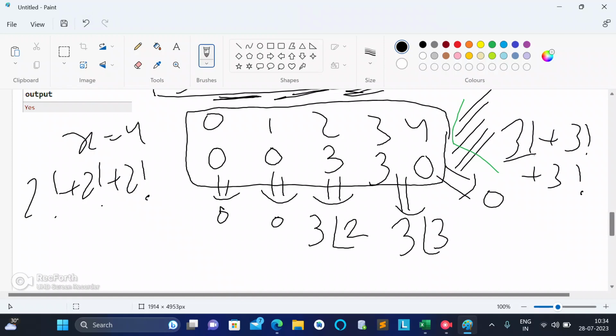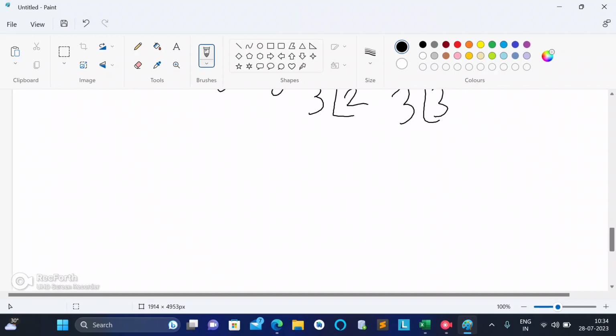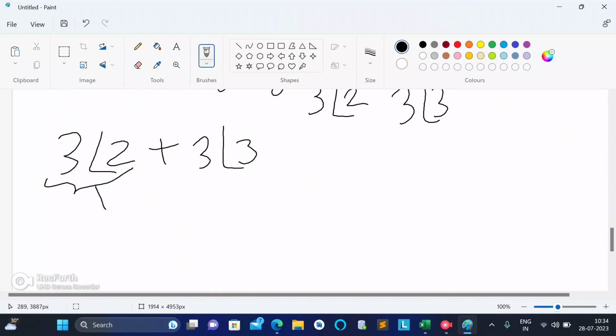So from here, what I can say is that 2 factorial is present 3 times plus 3 factorial is present 3 times. If we apply the concept, we can write n factorial as (n plus 1) factorial divided by (n plus 1).